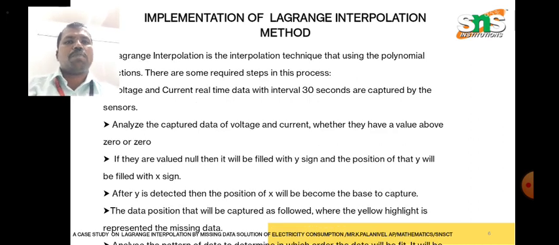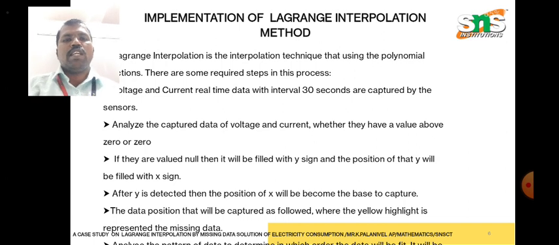Implementation of Lagrange interpolation method. The Lagrange interpolation is the interpolation technique that uses polynomial restrictions. There are some recorded steps in this process. Voltage and current real-time data with an interval of 30 seconds are captured by the sensor. Analyze and capture the data of voltage and current, whether they have a value above 0 or 0.